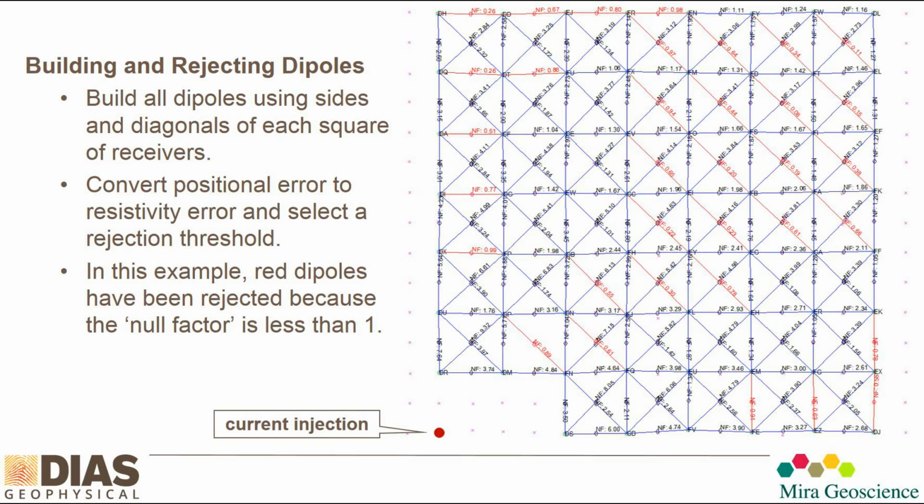So in this case, we estimated what our positional error is, and then we convert that to a resistivity error, and then we just select a rejection threshold for that. And in this case, you can see all these red dipoles have been rejected because this nulling factor was exceeded. So with the high volume of data, automated processes are almost required here.